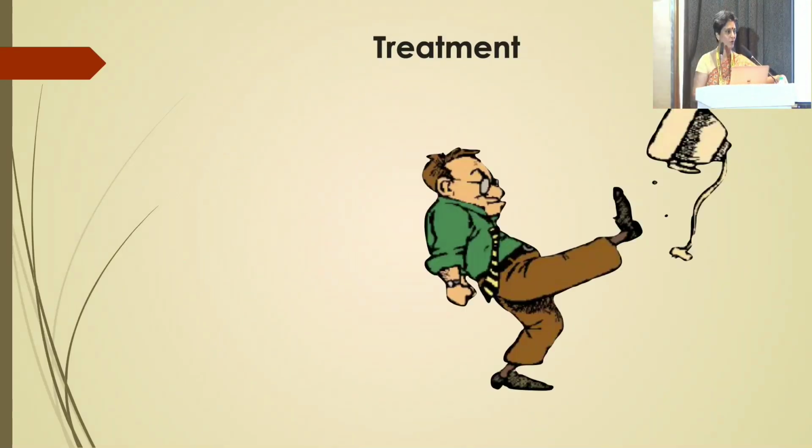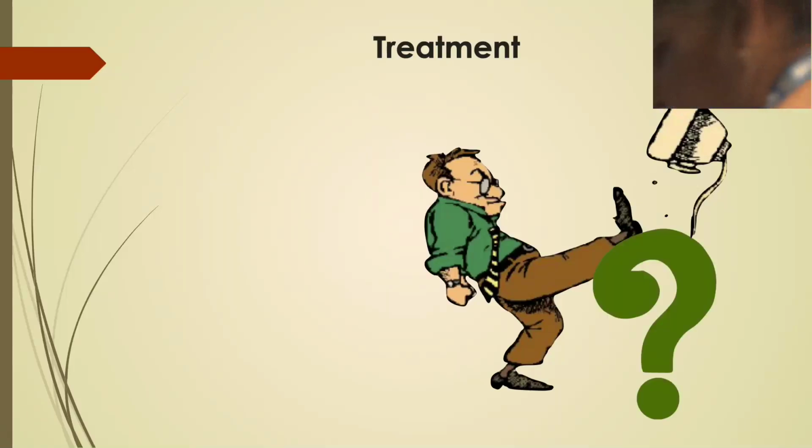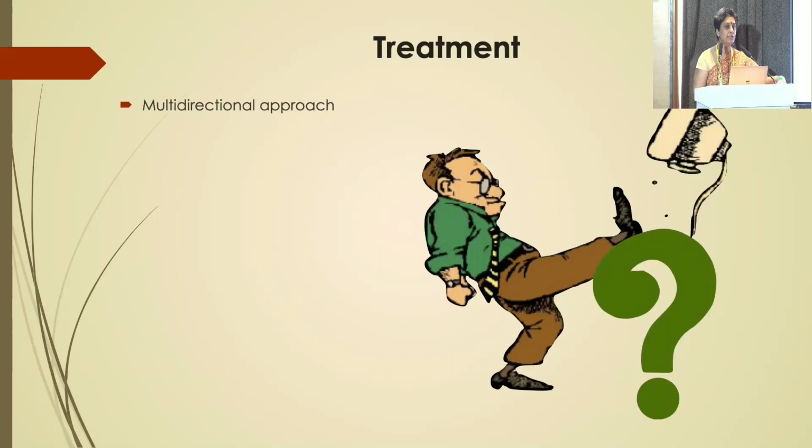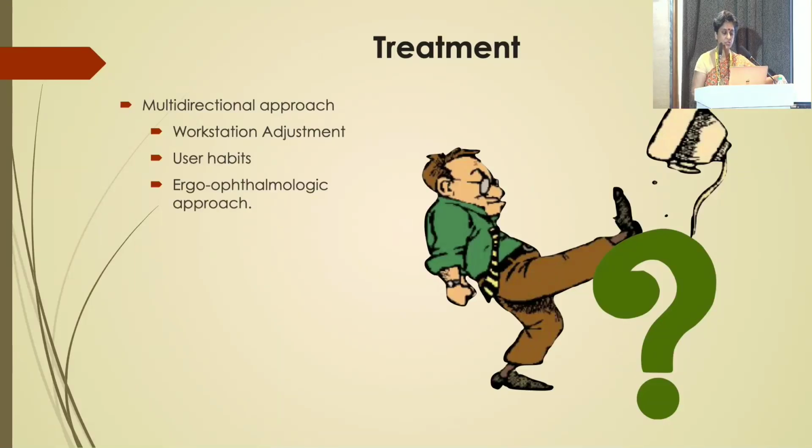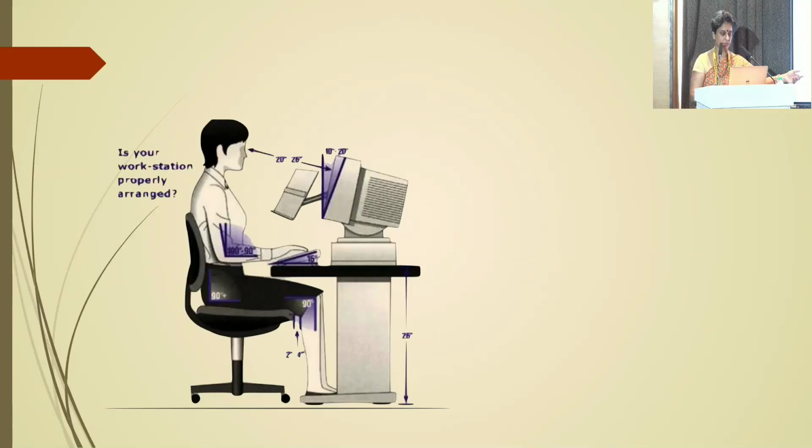Does it mean we should throw out our computers and digital devices? No, we are not going to go as far as that. We cannot any longer go as far as that. So what do we do? We just need to have a multi-directional approach. It's no longer just related to the eyes, but it's a habit kind of thing. So yes: workstation adjustment, user habits, an ergo-ophthalmological approach, ocular surface therapy for the dryness, and optics and refractive correction for those symptoms.